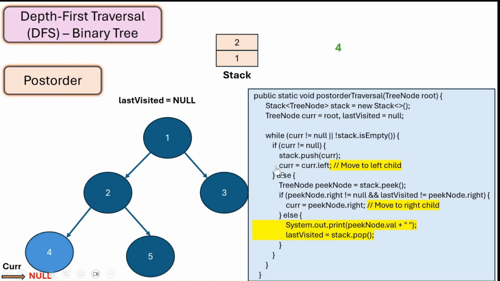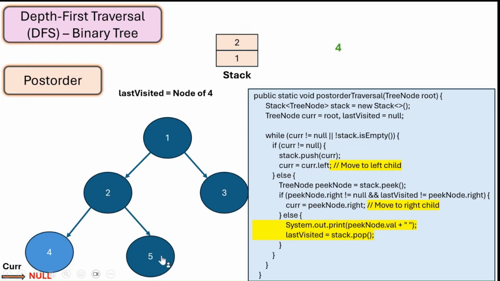Now it will come back again to the beginning of the loop. Current is still pointing to null, so it will go again into the else. Now the last visited is node 4. So 4 is the visited node for which we have completed the traversal. So it will go again to the else part. It will check the peak of the stack, which is node 2. So it will check the peak node and whether that peak node has any right node.